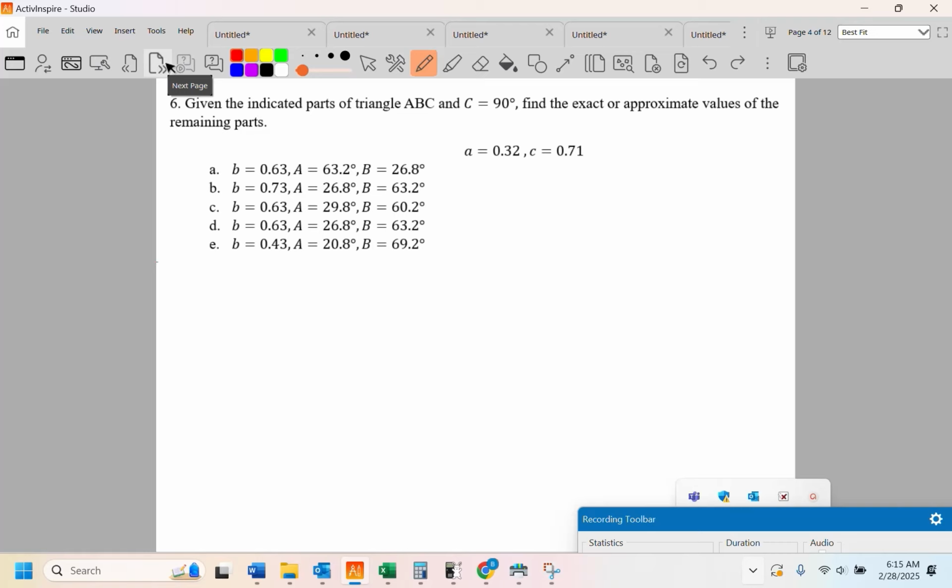6 is a calculator problem. I'm going to let you use a calculator on this basics quiz. It's not a hard problem. It says, given the indicated parts of a triangle ABC and C is 90 degrees, find the exact or approximate values of the remaining parts. So you should probably draw a triangle. You don't have to, but you probably should. And they told me C was the right angle. Little a is opposite of angle A, and it's 0.32. Little c is opposite of side C, and it's 0.71. And you can do Pythagorean theorem to get this side down here, right?